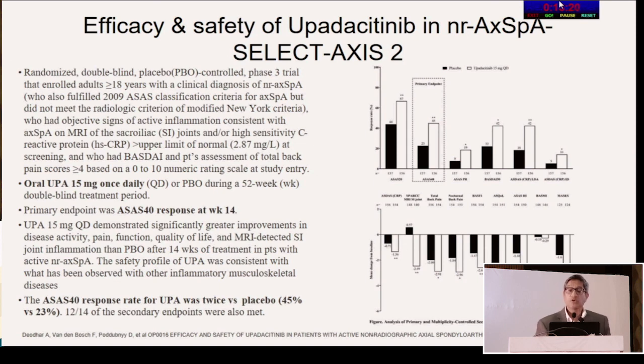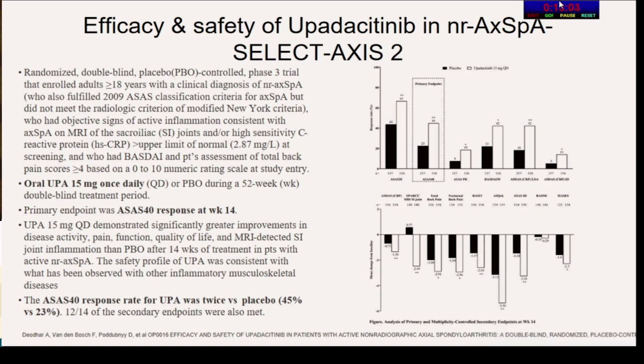A lot of data about upadacitinib was presented at the EULAR 2022. Deodhar et al. came up with the SELECT-AXIS 2 data. SELECT-AXIS 2 has a master protocol with 2 independent studies in 2 different populations of upadacitinib. The first study, upadacitinib in non-radiographic axial spondyloarthritis. Again, there is a dearth of data when it comes to JAK inhibition in non-radiographic axSpA. There is a lot of data and it has been approved for ankylosing spondylitis. So this study looked at the non-radiographic axSpA population.